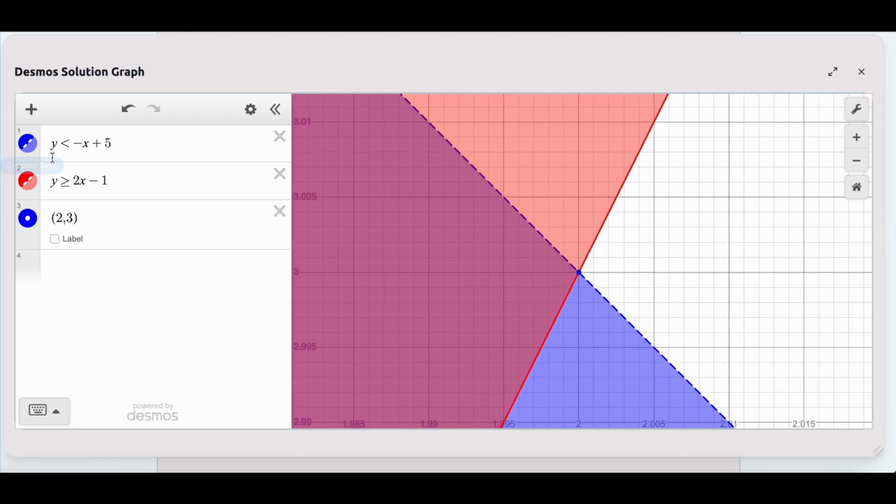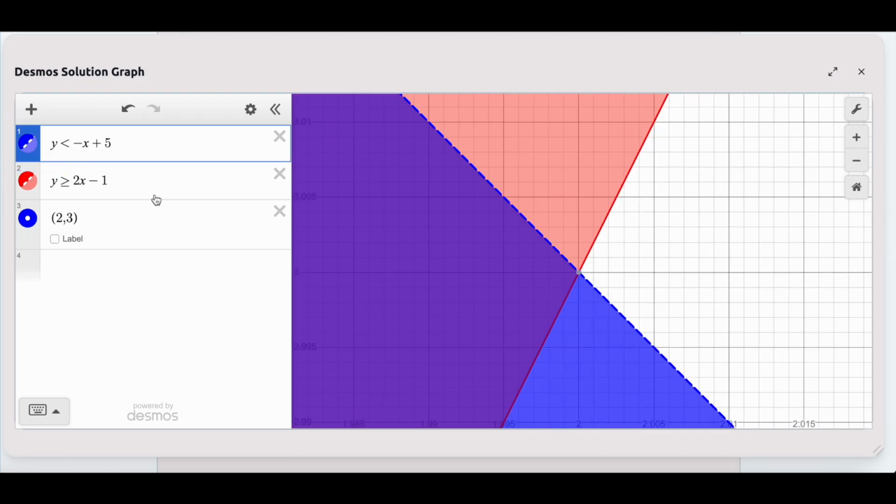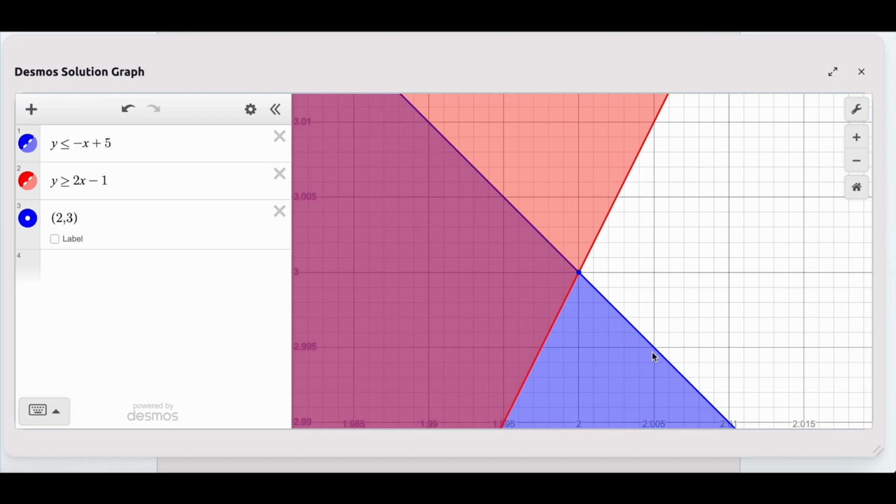But lucky for us, since it is y is less than or equal to, any point along this line actually counts, right? So (2, 3) would work.